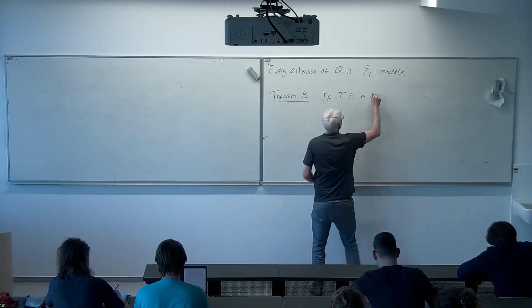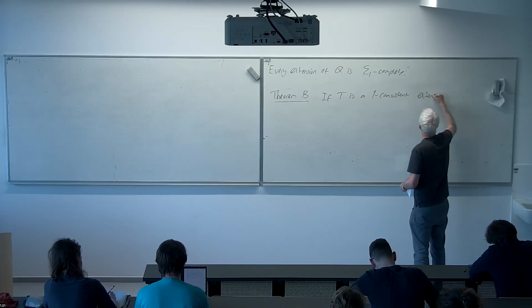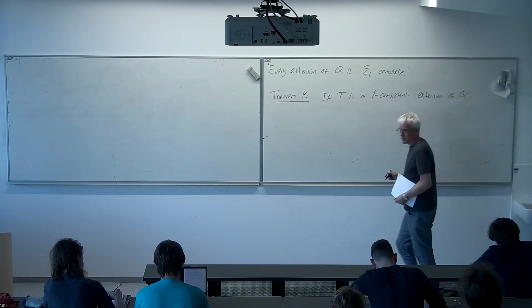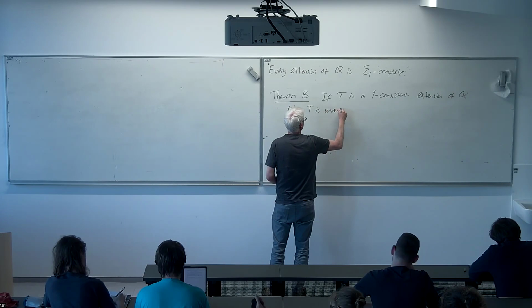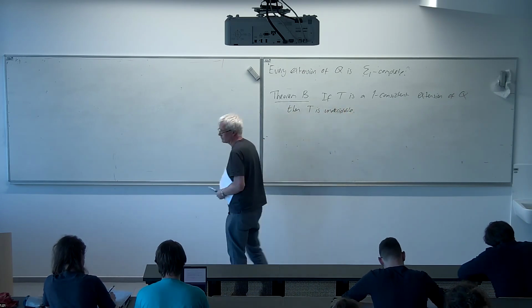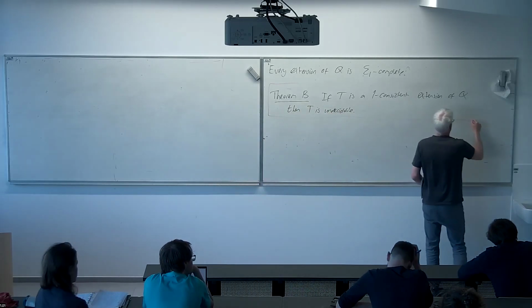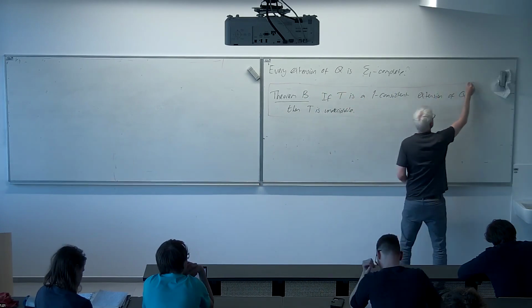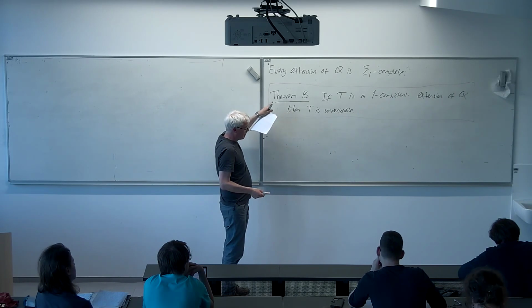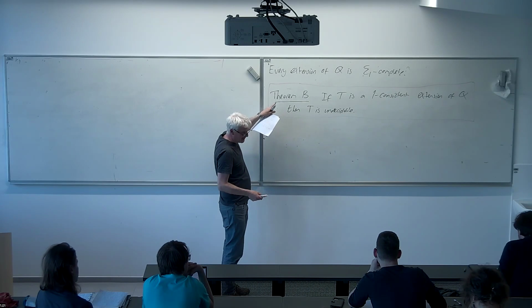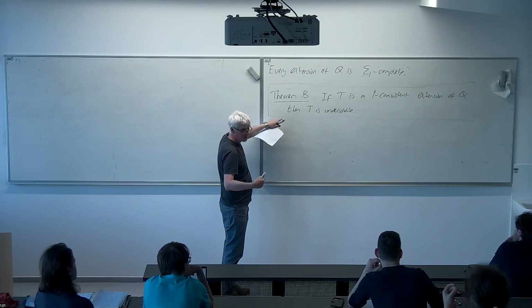if T is a one consistent extension of Q, without any computably axiomatizable assumption, then T is undecidable. So there is no algorithm that tells us if a sentence is a consequence of T or not. And theorem A follows from that. So theorem A is that if you're a one consistent, computably axiomatizable extension of Q, then you're incomplete.